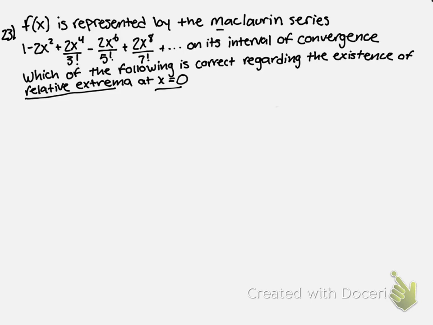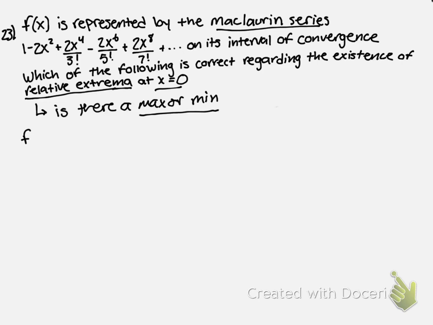So we first know we have a Maclaurin series. So that means that we have a series that is centered around 0. And then it's also asking us about the relative extrema, which is just asking us, is there a max or is there a min? So when we think about max and mins, we usually think about our f prime of x and whether it changes from positive to negative or negative to positive.